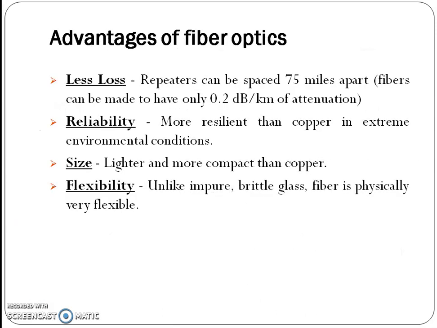Other advantages are less loss because repeaters can be spaced 75 miles apart and fibers can be made to have only 0.2 dB per kilometer of attenuation. And then fiber optics have more reliability and are more resilient than copper in extreme environmental conditions. And its size is lighter and more compact than copper. It has more flexibility. Unlike impure brittle glass, fiber is physically very flexible.